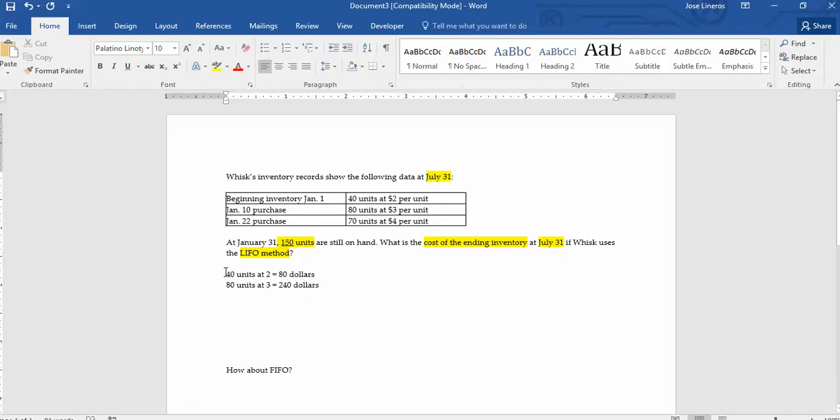Notice that we have 80 and 40 is 120. We need another 30 to get to 150. Another 30 at $4, and that's 120. So ending inventory under LIFO is going to be the sum of these. 240 and 80 is 320, 420, 440.